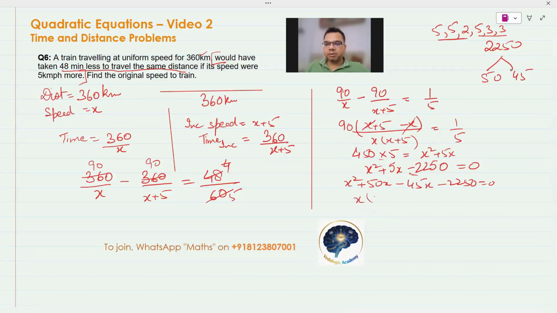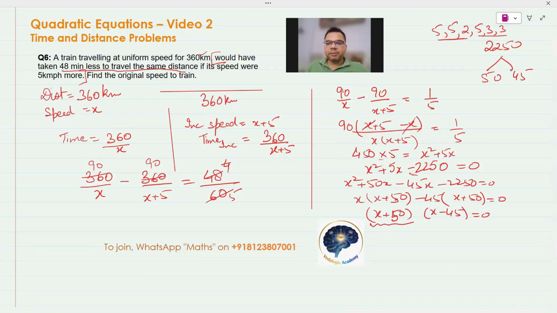I'll take x common from here. It becomes x plus 50, right? I'll take 45 common from here. Again, it will be x plus 50 only. Now I'll take x plus 50 as common and the remaining is x minus 45, which is 0.